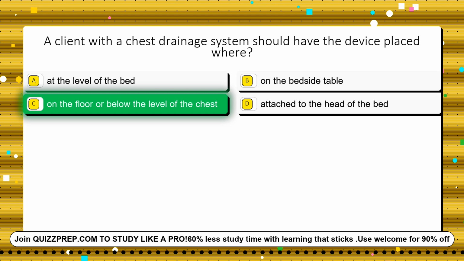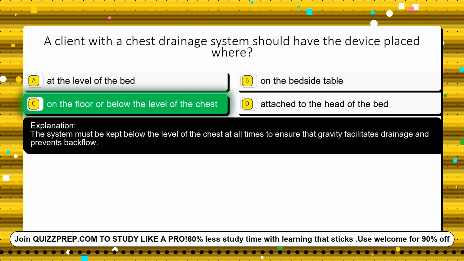The correct answer is option C, on the floor or below the level of the chest. The system must be kept below the level of the chest at all times to ensure that gravity facilitates drainage and prevents backflow.